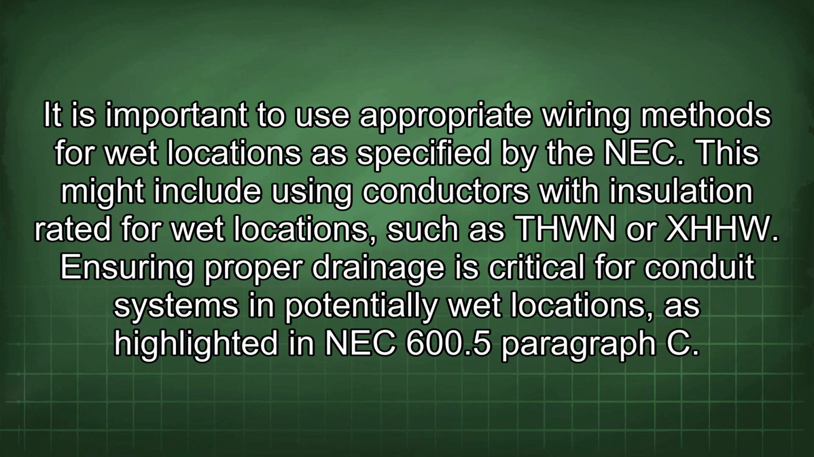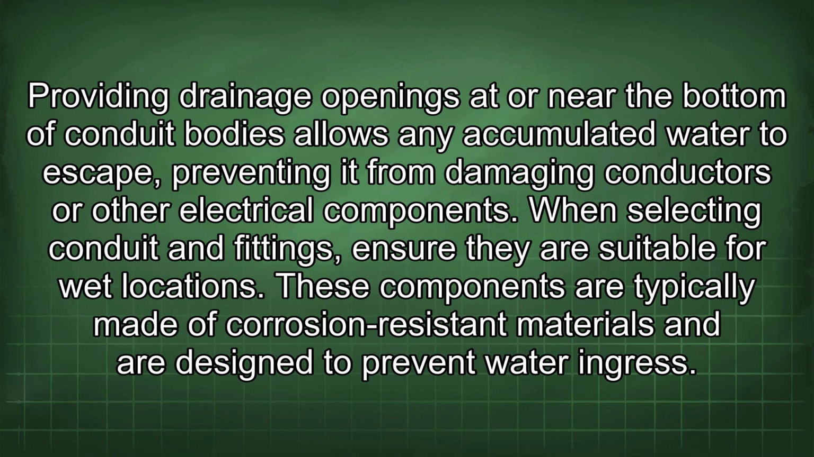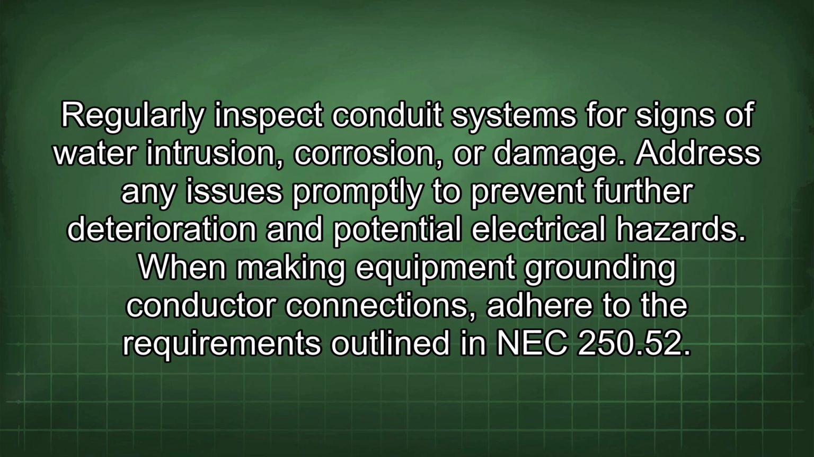Ensuring proper drainage is critical for conduit systems in potentially wet locations, as highlighted in NEC 600.5 paragraph C. Providing drainage openings at or near the bottom of conduit bodies allows any accumulated water to escape, preventing it from damaging conductors or other electrical components. When selecting conduit and fittings, ensure they are suitable for wet locations. These components are typically made of corrosion-resistant materials and are designed to prevent water ingress. Regularly inspect conduit systems for signs of water intrusion, corrosion, or damage. Address any issues promptly to prevent further deterioration and potential electrical hazards.